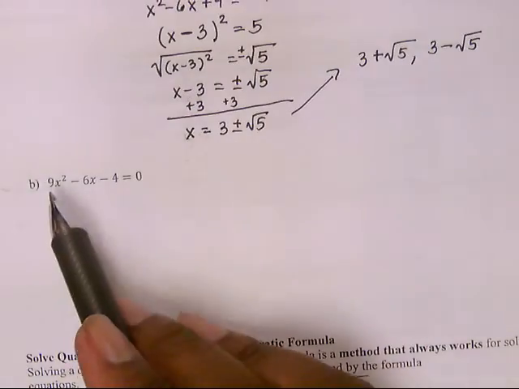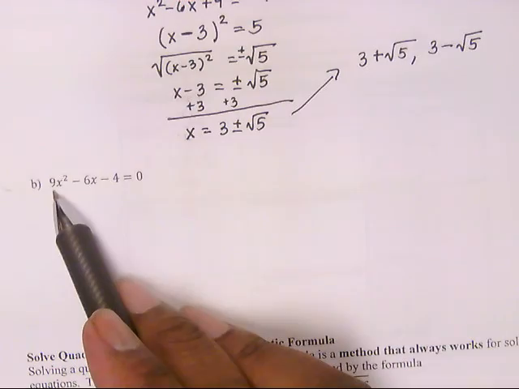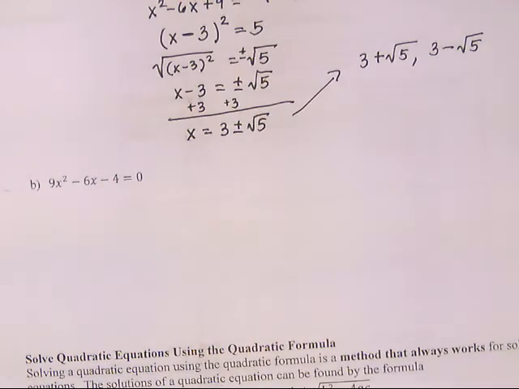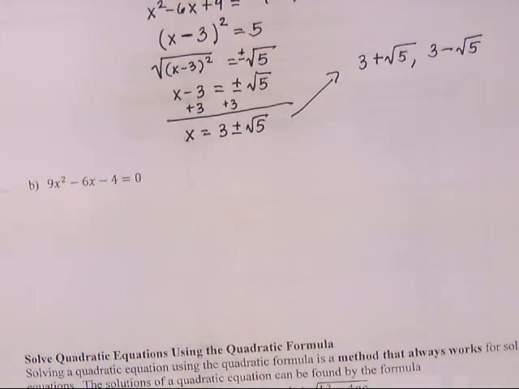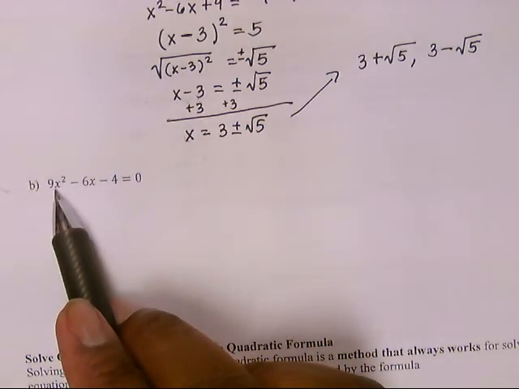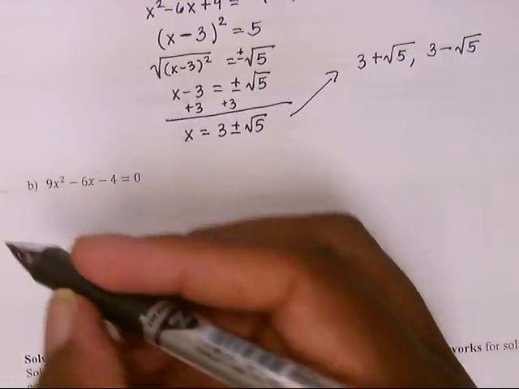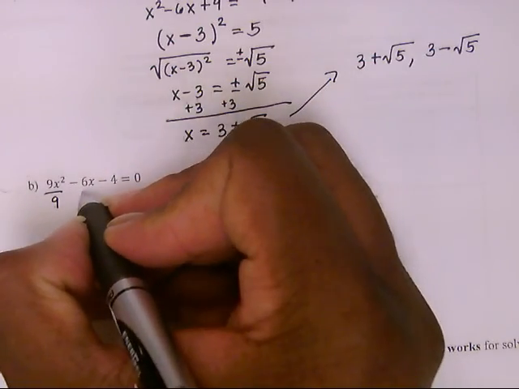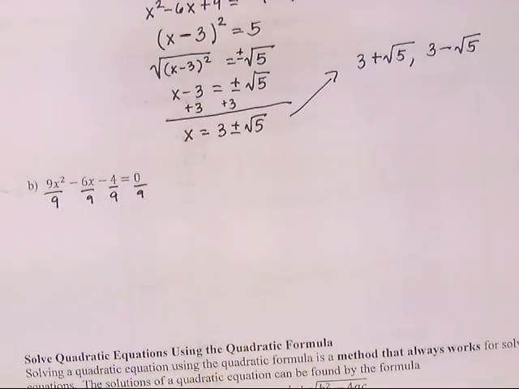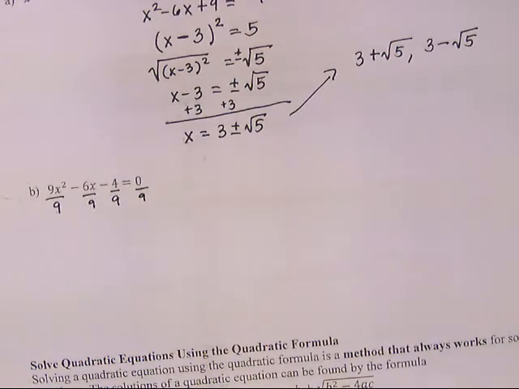Part B. Now this one has a coefficient in front of the x squared other than 1. We got 9x squared minus 6x minus 4 equal to 0. So the first thing I need to do here is divide each term by the coefficient of my x squared term, which is the 9. So that's what I'm going to do here. Divide each and every term by 9.